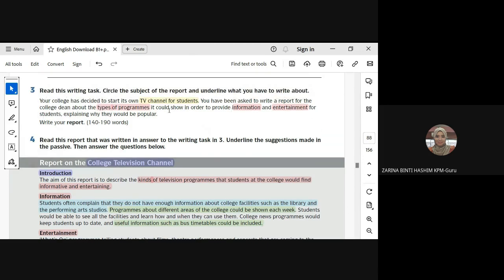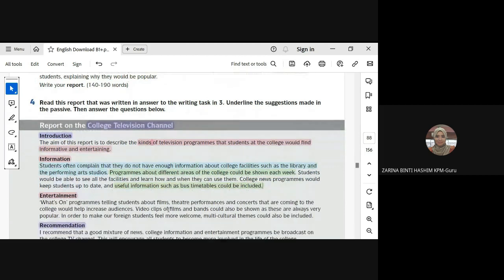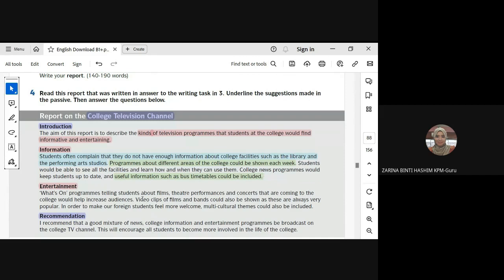Now the other question is asking you to provide entertainment. What entertainment do you want to include in your TV channel? Here they suggest having video clips. Video clips of film and bands could also be shown. So that is another suggestion. Why? Because they are always very popular. And then they said the What's On program telling students about film, theatre. Maybe you can have one channel telling students about the next movies coming to the theatre, or what concerts are coming, which will increase audience. I mean, more people will watch that channel.